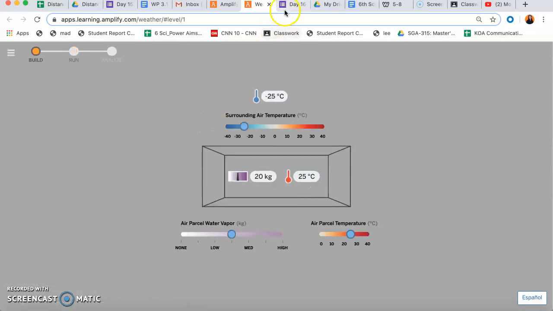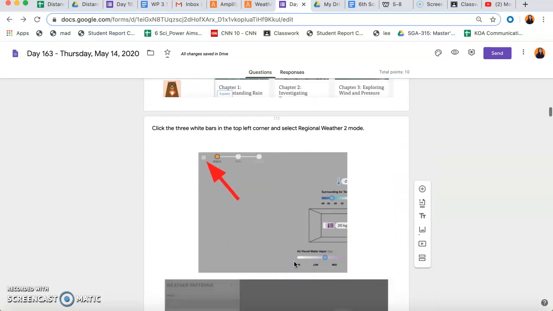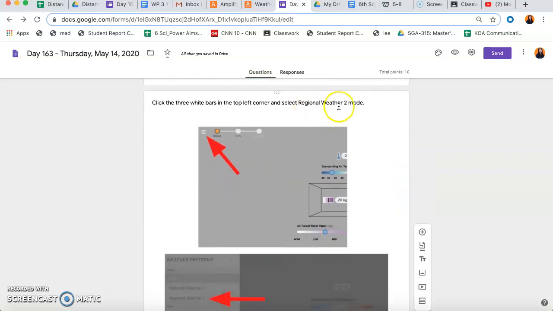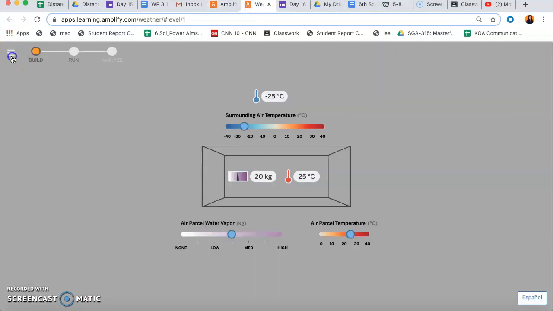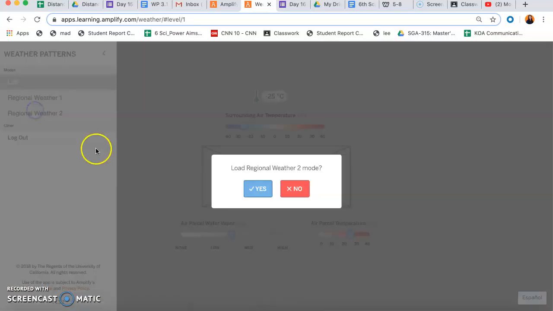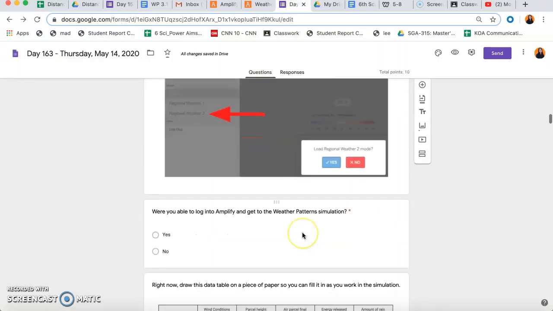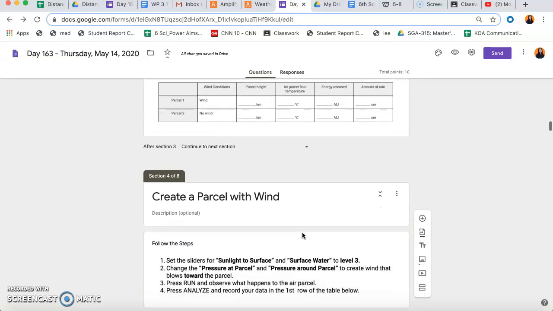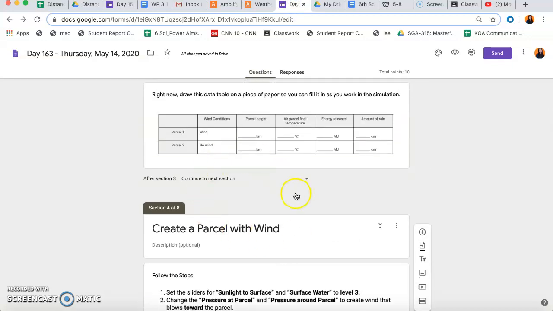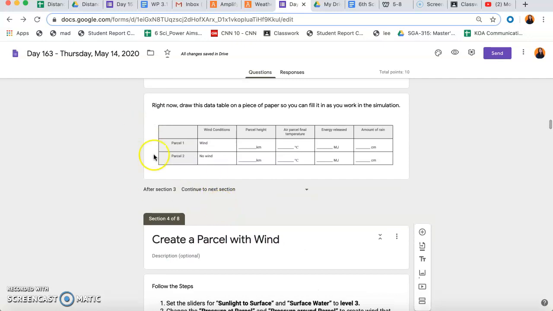Awesome, we are in. So what we're going to use today is the Regional Weather 2 mode. We have advanced all the way up to level 2. So we're going to click the three bars, click on Regional Weather 2, yes, and we are in. Okay, so let's review our steps. Actually, before you review your steps, pause the video right here and record this data table in your notes.